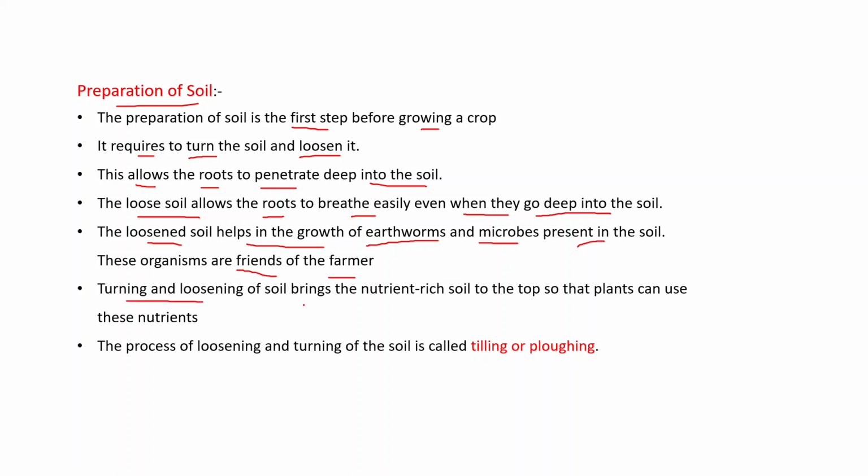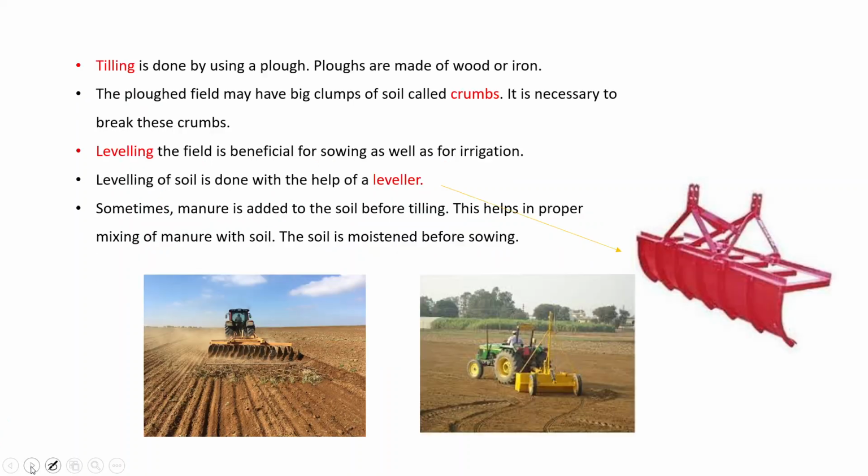Turning and loosening of soil brings the nutrient-rich soil to the top so that plants can use these nutrients. And the process of loosening and turning of the soil is called tilling or plowing. Clear? Tilling or plowing. Now, tilling is done by using a plow. Plows are made of wood or iron.